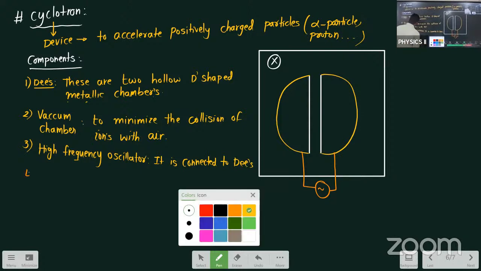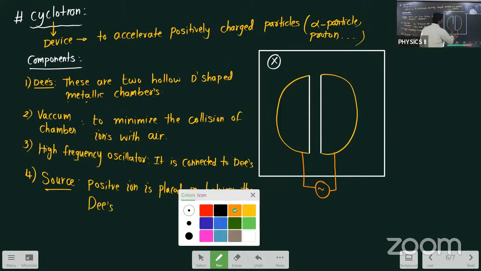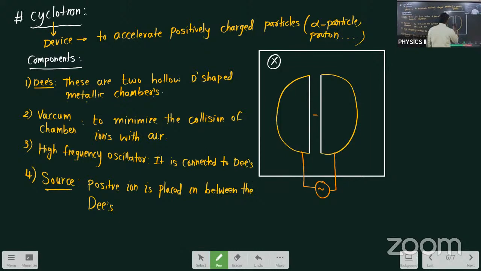What is the fourth thing required? Source. So we are taking a positive ion source, placed in between the Ds. I am placing that positive ion source somewhere here. So this is the construction, or the components, of the cyclotron.